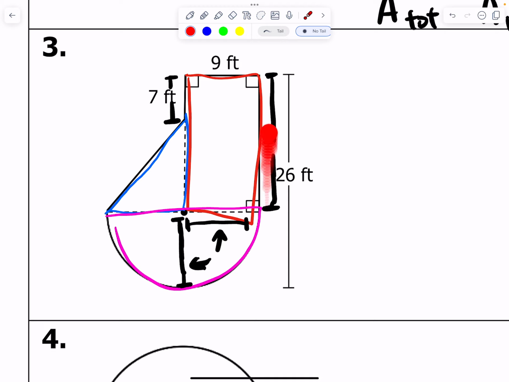Right, so the whole thing is 26. Once you find out however much this is, which is the same as here, you're going to subtract this from 26 to give you this red one. So just make sure you label, and then from there, once you find this red one, you should be able to find this blue one, and that should be enough because you should also know that one. Easy peasy, you got it, good luck.